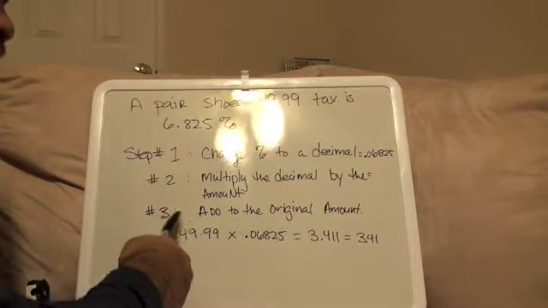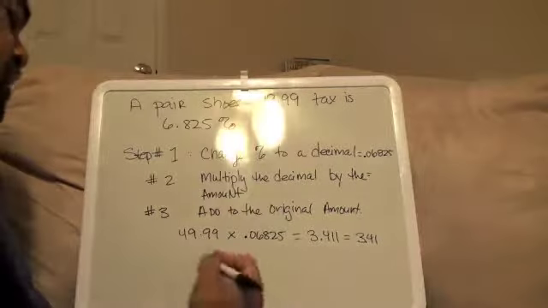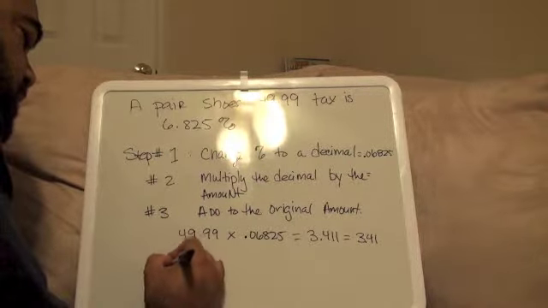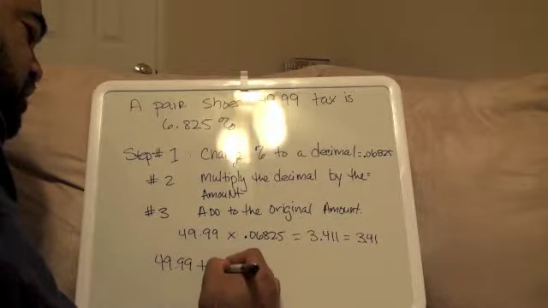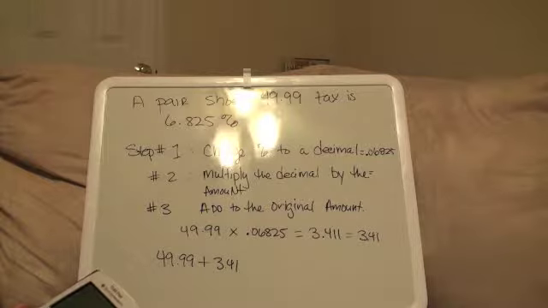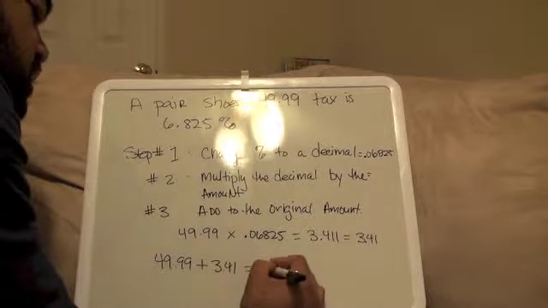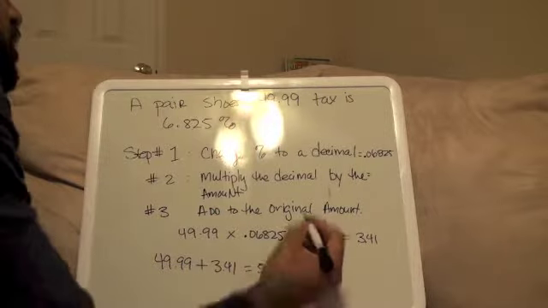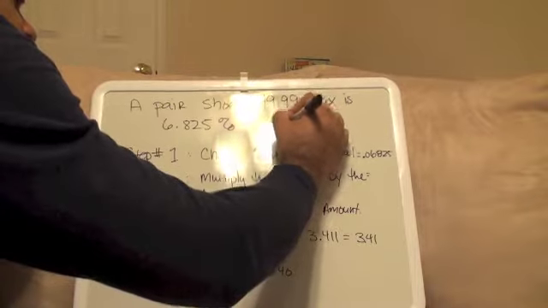And what's the last step? We're going to add that to the original amount. My original amount was what? $49.99. I'm going to add 3.41. And my answer with that is going to be $53.40. So, after tax, the amount of the shoes would be $53.40.